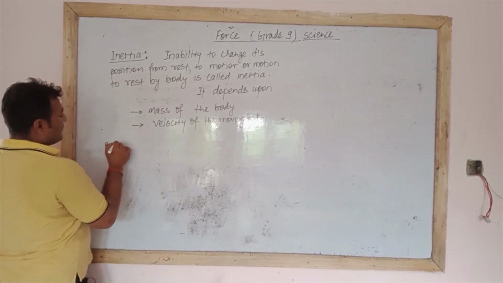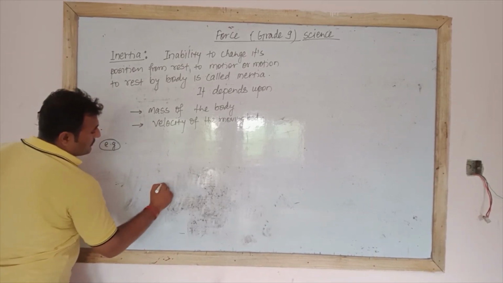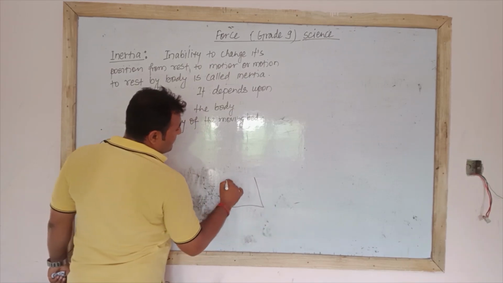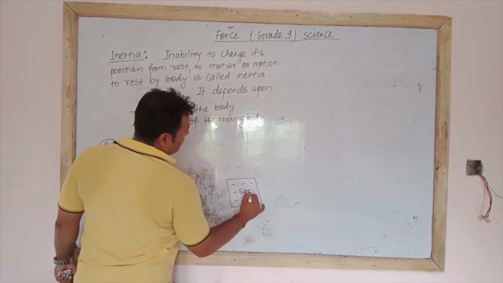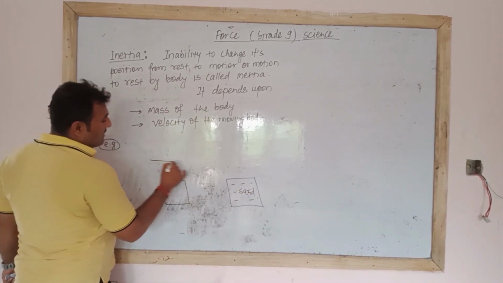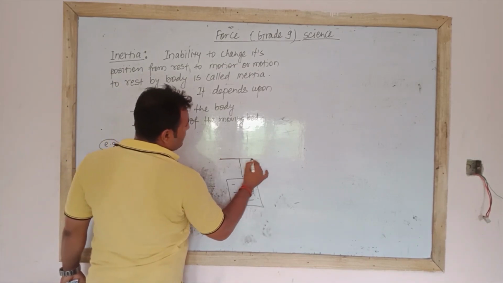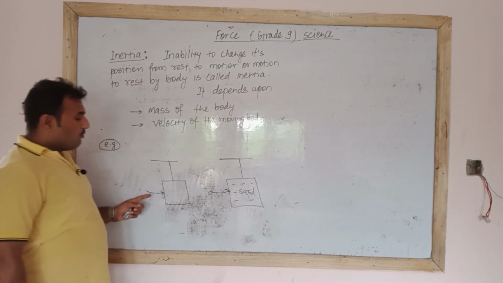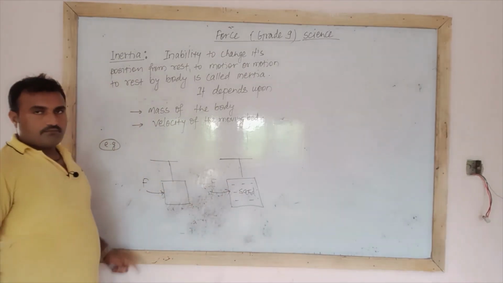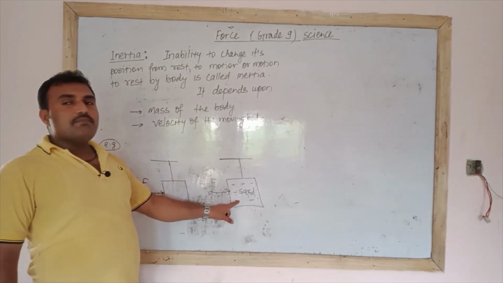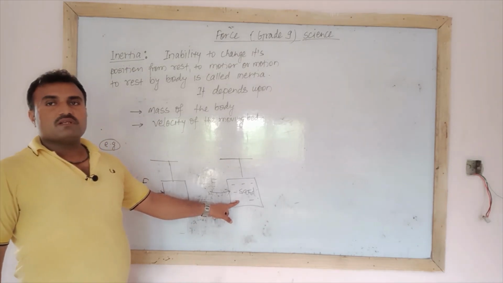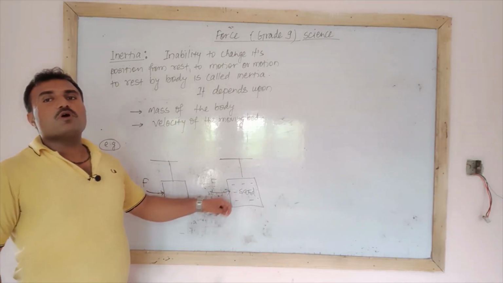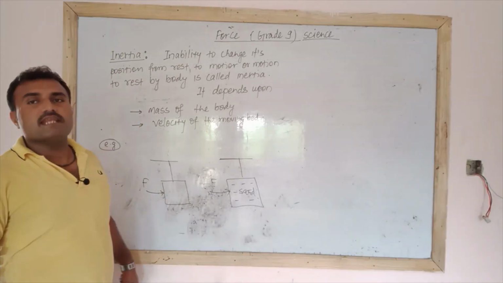As an example, we take two metal cans. One is filled with sand and the other remains empty, and we tie them on a hanger with the help of thread or rope. We apply the same force on both. And what we found is that the can having sand needs more force to move. Why is it so? Because it has more mass, more inertia, therefore more force is needed to change its position from rest to motion.